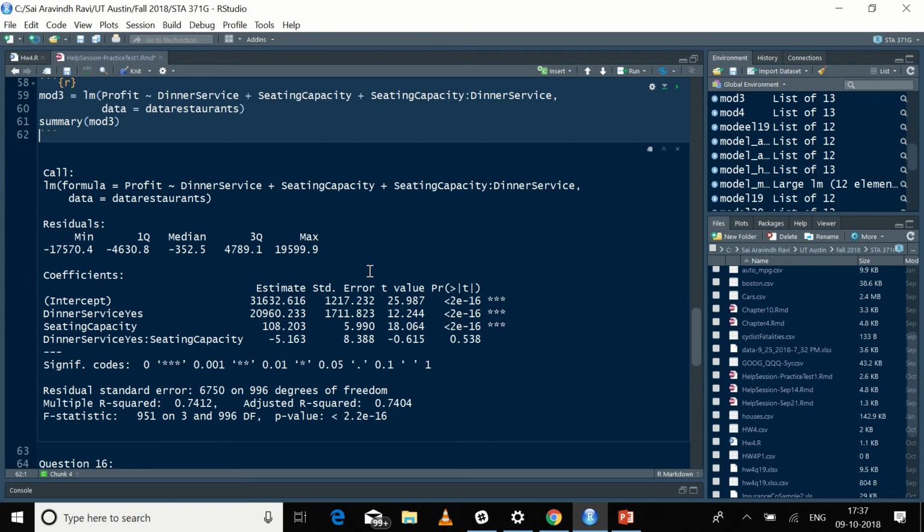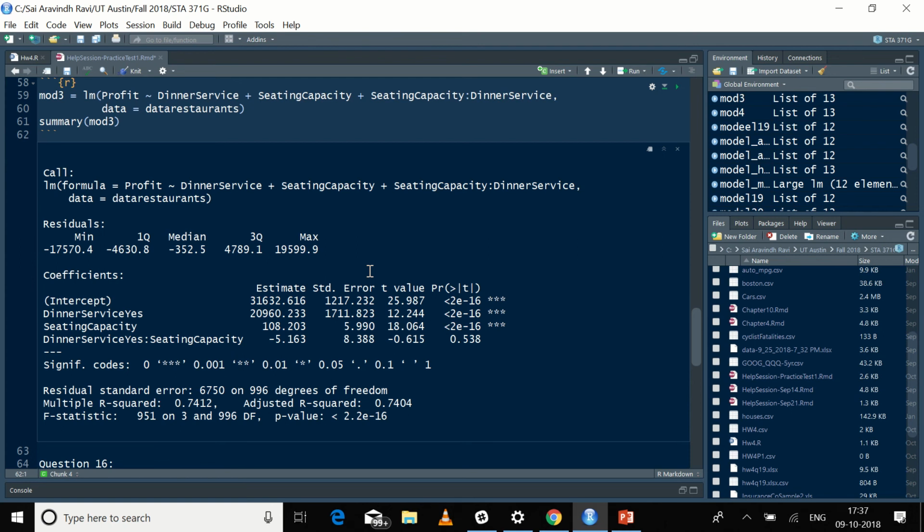All right. So here, by doing this, what R has done is to keep no dinner service as the base variable. By printing out this, it tells me that this slope assumes a value of 2960 when there is dinner service present at the restaurant, in which case that variable goes to 1, is all it does. Seating capacity is a numeric variable. You don't need to worry about it.